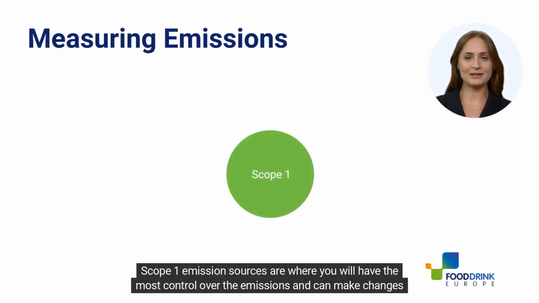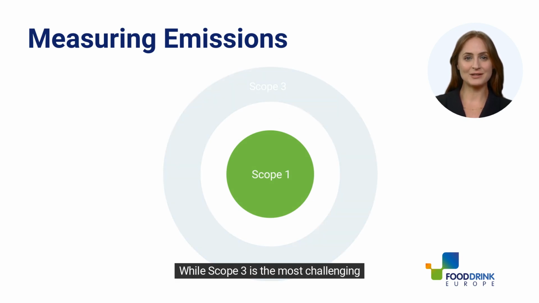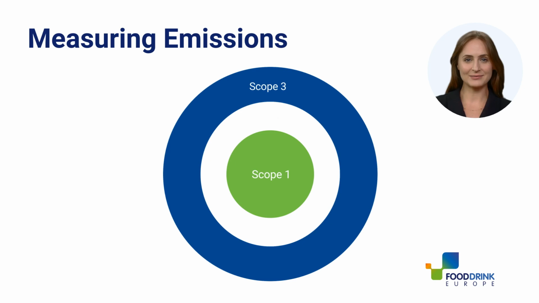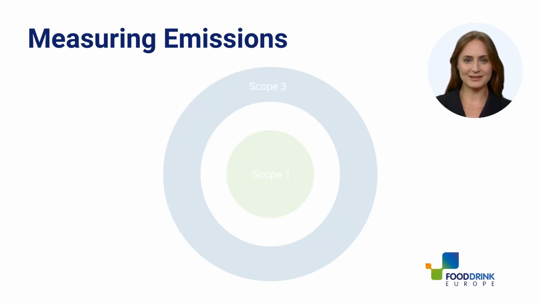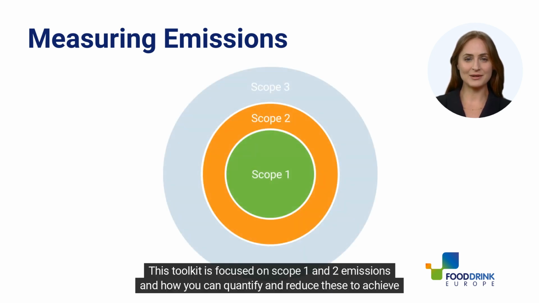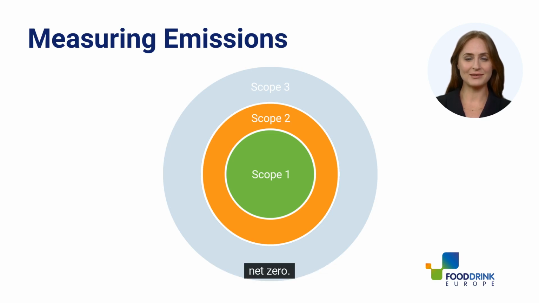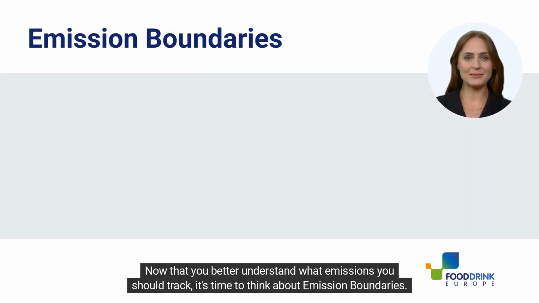Scope 1 emission sources are where you will have the most control over the emissions and can make changes such as cleaner fuels, while Scope 3 is the most challenging, as organizations have the least control here and often require discussion with value chain partners. This toolkit is focused on Scope 1 and 2 emissions and how you can quantify and reduce these to achieve net zero. Now that you better understand what emissions you should track, it's time to think about emission boundaries.